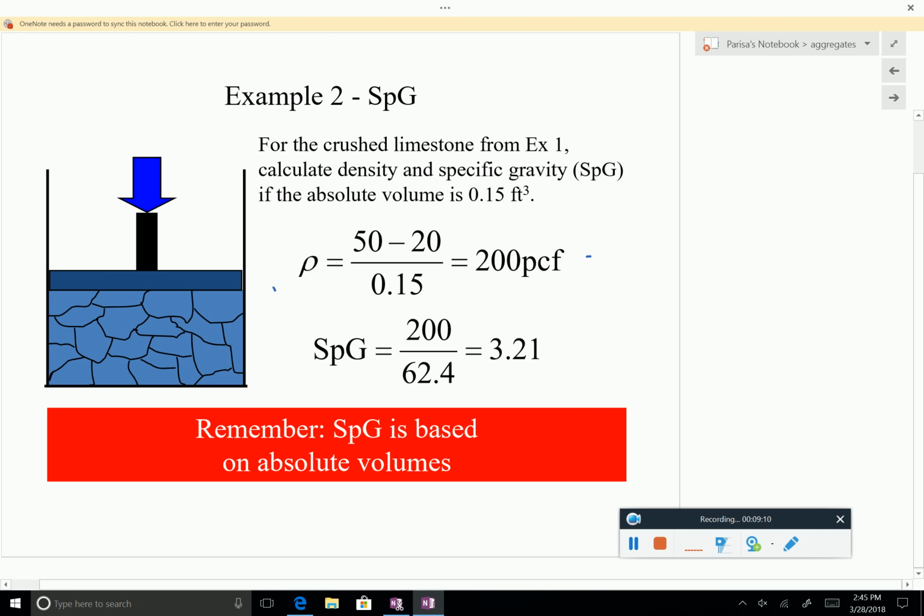Don't forget to subtract the weight of the bucket. If you work in the lab, this is kind of how to measure. You first weigh the bucket, and then you put the aggregates inside, weigh them together, and then you subtract. Now we are dividing by absolute volume, and this is a real density. Which, as you can see, is larger than the dry rodded unit weight. And for specific gravity, you just divide this by the density of water.